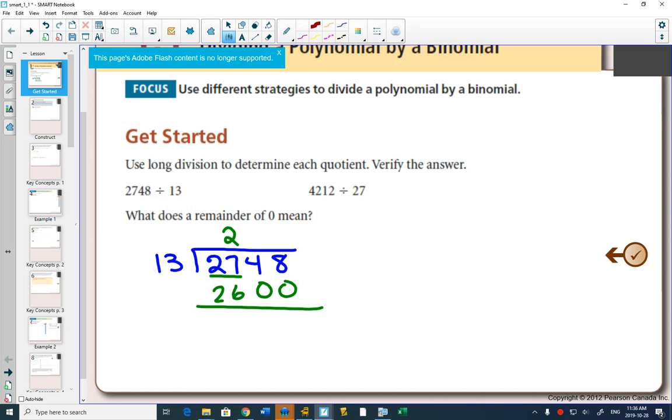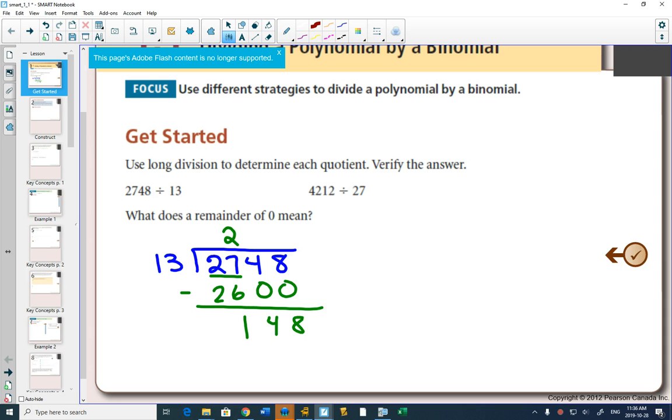And that 200 accounts for 2,600 of the amount. What we do next is we subtract. How much is left after we've taken 200 13s out? We're left with 148. There's still more 13s in that.